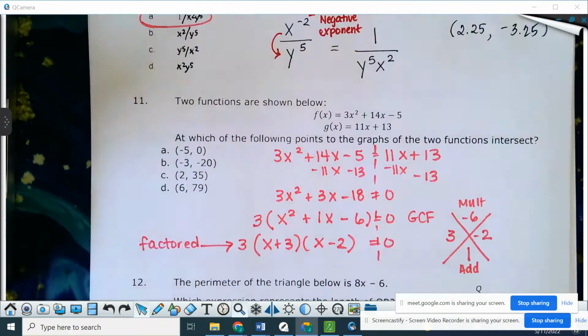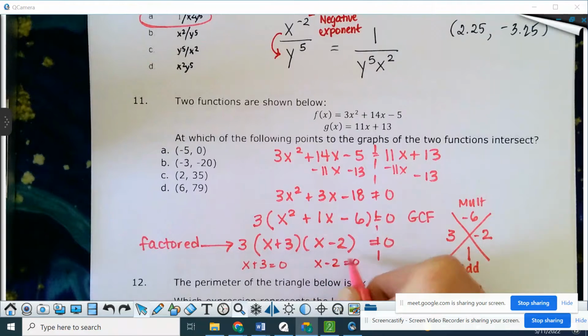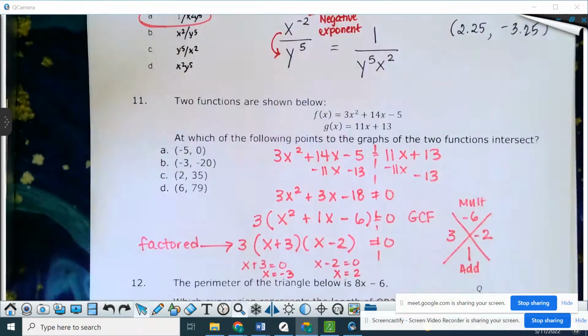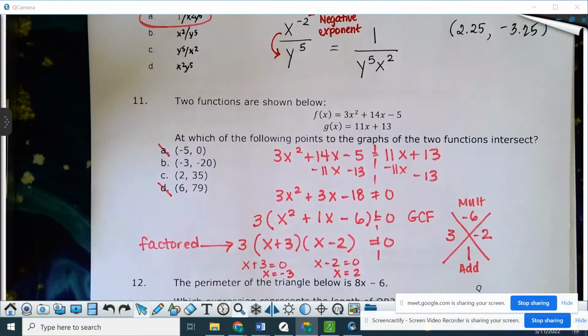But in this case, we're looking for when it touches each other. So we want to know what x is when these two graphs are equal to each other. So then we would solve the two factors. x plus 3 equals 0 and x minus 2 equals 0. So x is going to be a 2 and x could be a negative 3. Hopefully if you get that far, A and D are off the table and B and C are your two options to check. At that rate, you just plug in the x value and solve for the output.